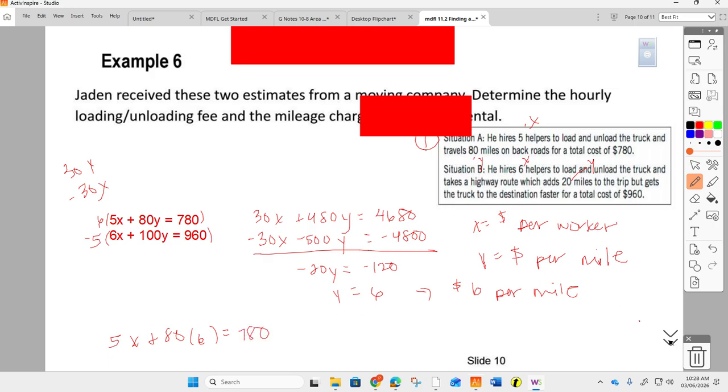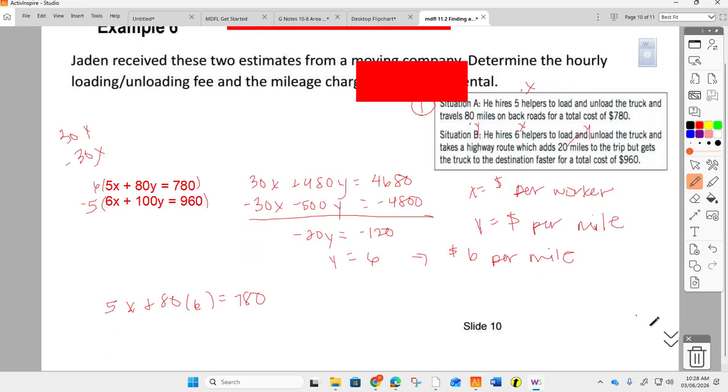Okay, I'm solving for X now. Isolating X. All right, and that X represents, that 60 represents $60 per worker.